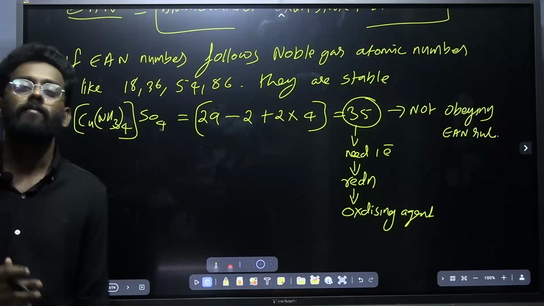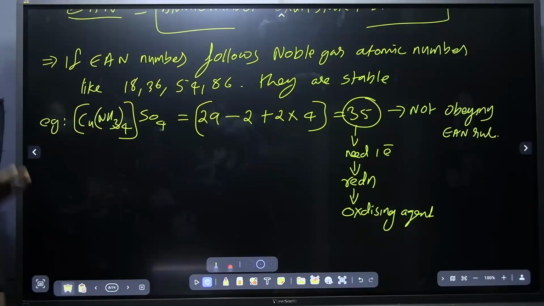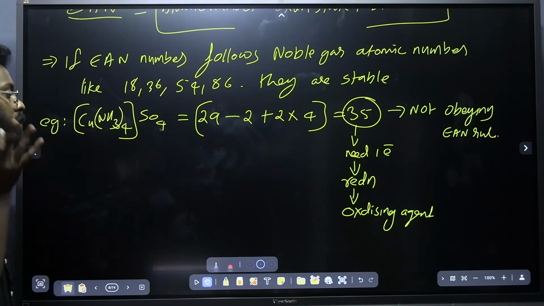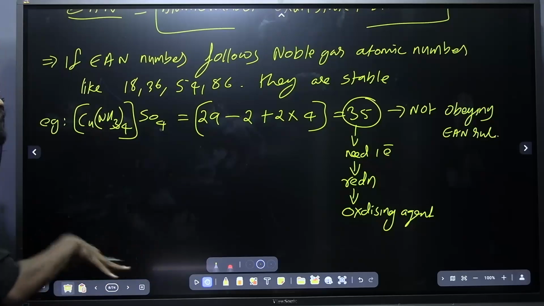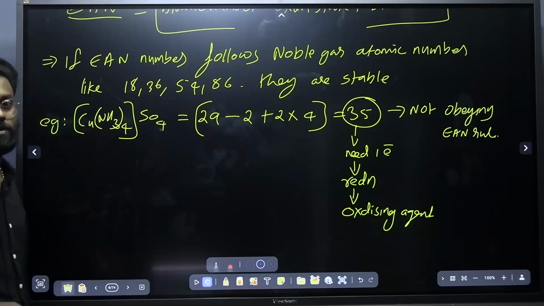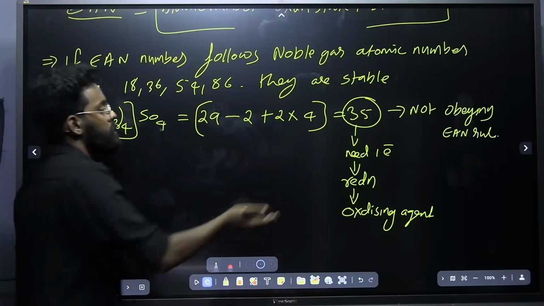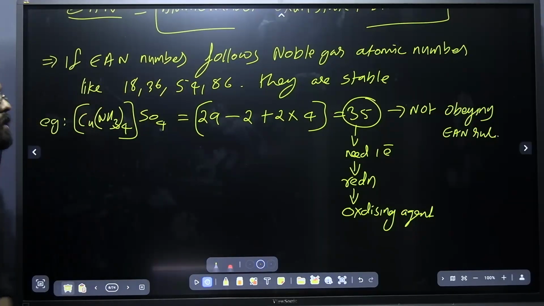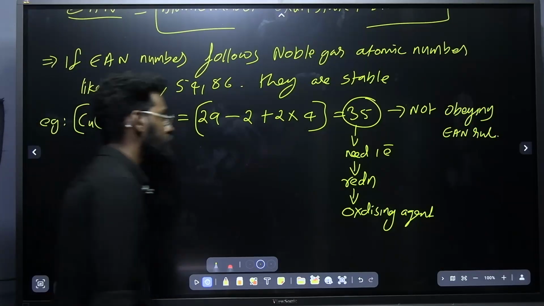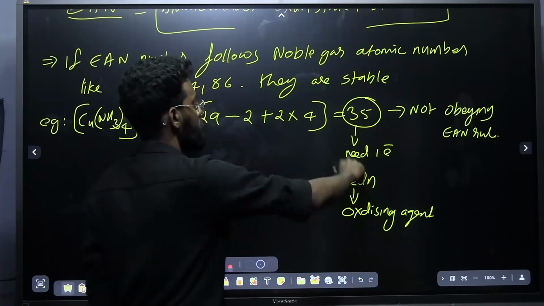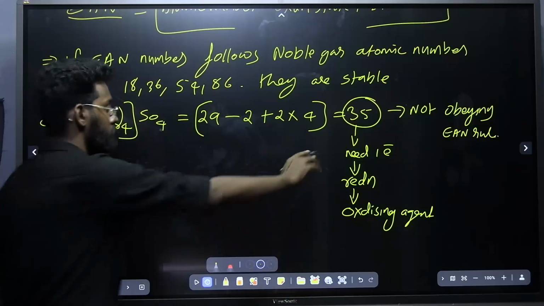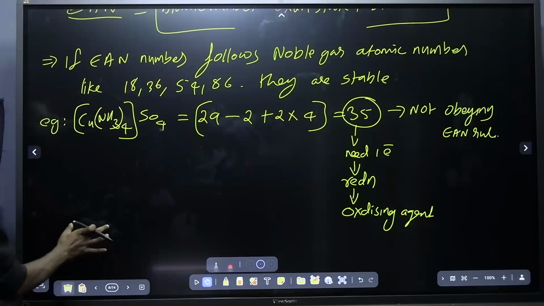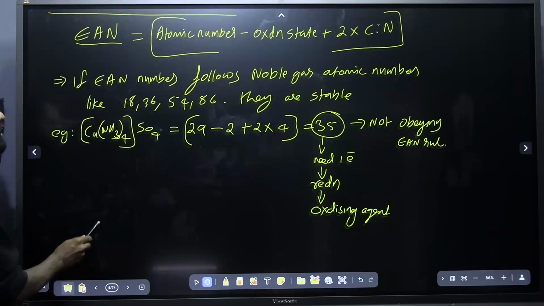If the EAN is just above the noble gas atomic number, then the complex will undergo oxidation by losing an electron and will act as a reducing agent. But if the EAN is just below the atomic number of a noble gas, then it will gain an electron, undergo reduction, and act as an oxidizing agent. That's another point you have to note down here. Shall I move on, students?